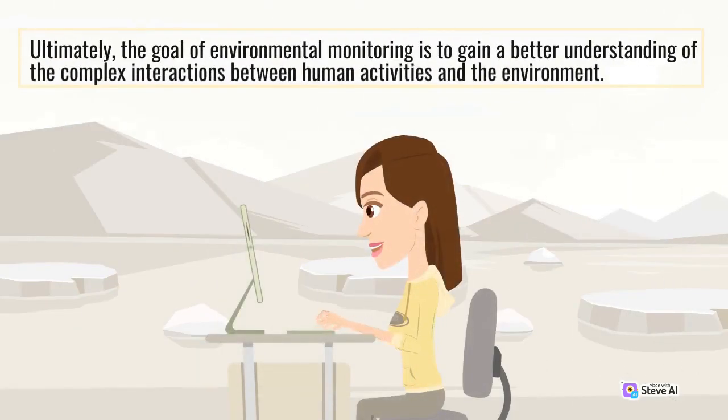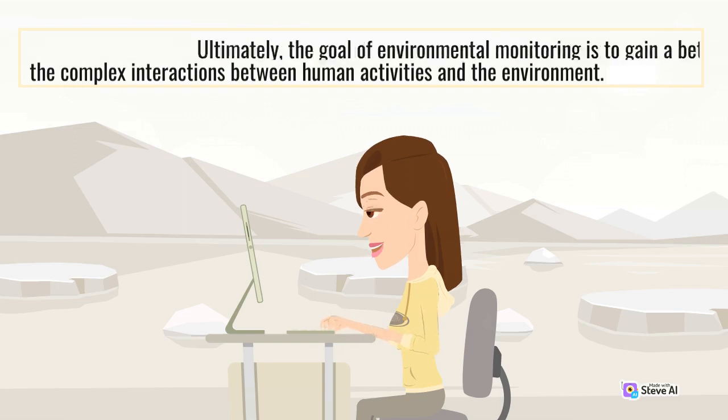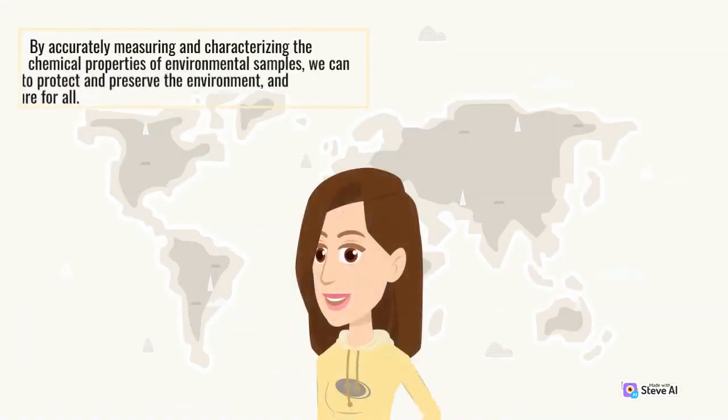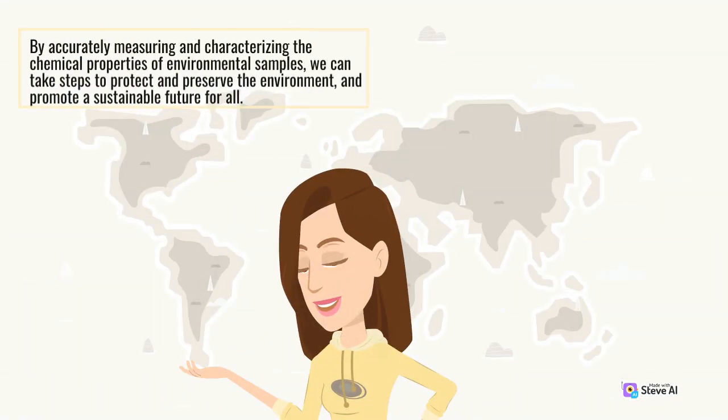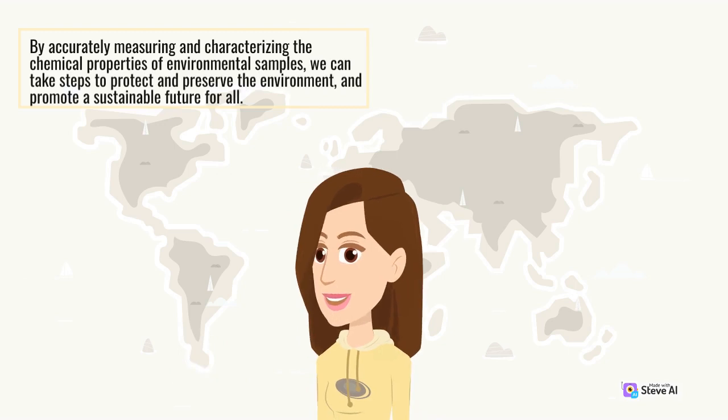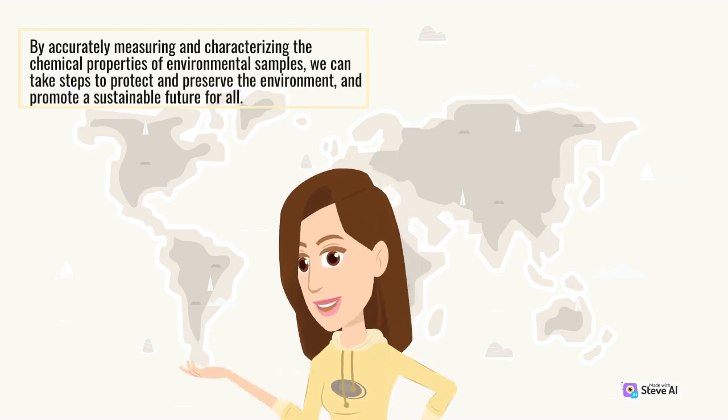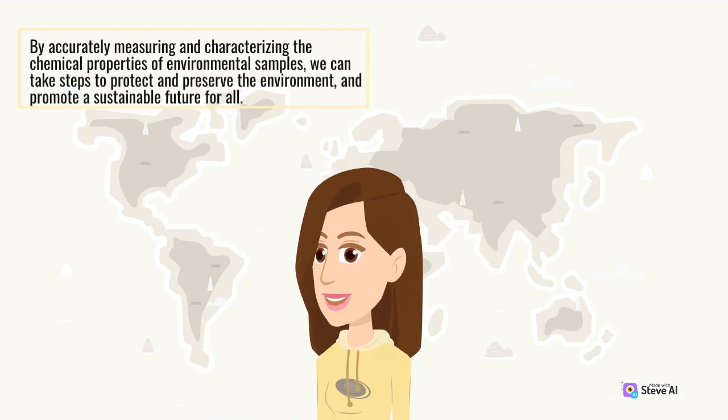Ultimately, the goal of environmental monitoring is to gain a better understanding of the complex interactions between human activities and the environment. By accurately measuring and characterizing the chemical properties of environmental samples, we can take steps to protect and preserve the environment and promote a sustainable future for all.